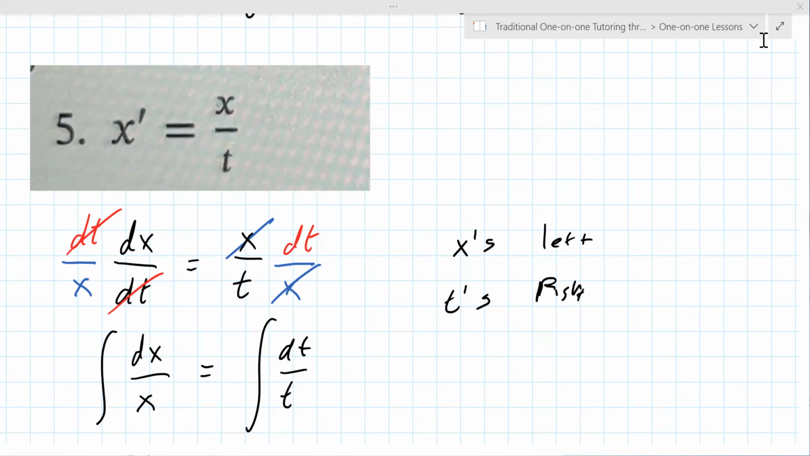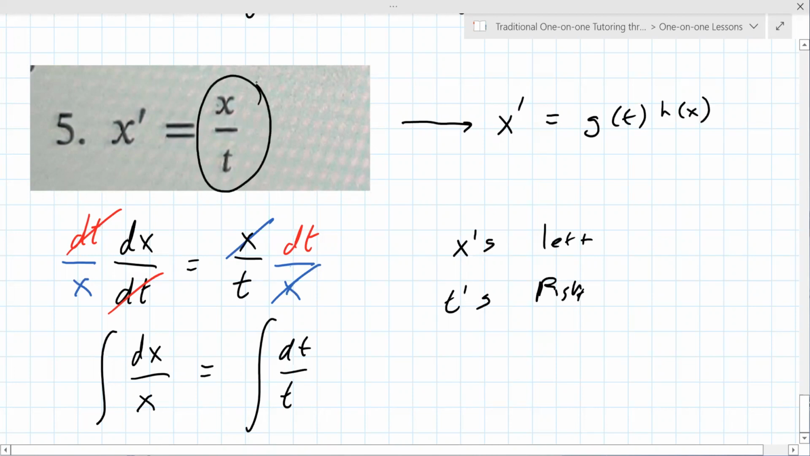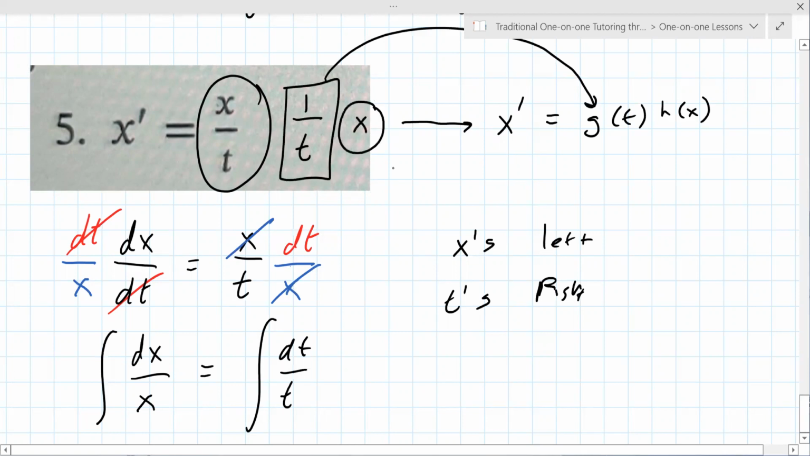For number 5, it says put in the form x prime of t. Am I just missing it? How is that in the form of x prime of t equals g of t times h of x? Okay, sorry. Let me do what they actually want here. They want g of t times h of x. So for this x over t, you want to look at it as 1 over t, that's your g of t, and then the x is the h of x.